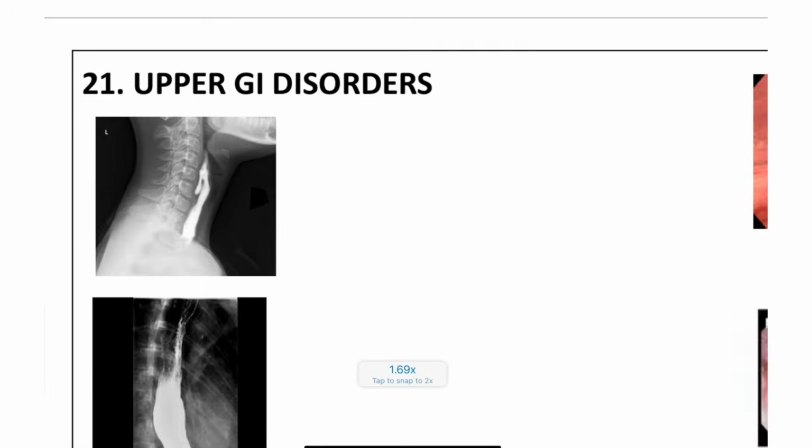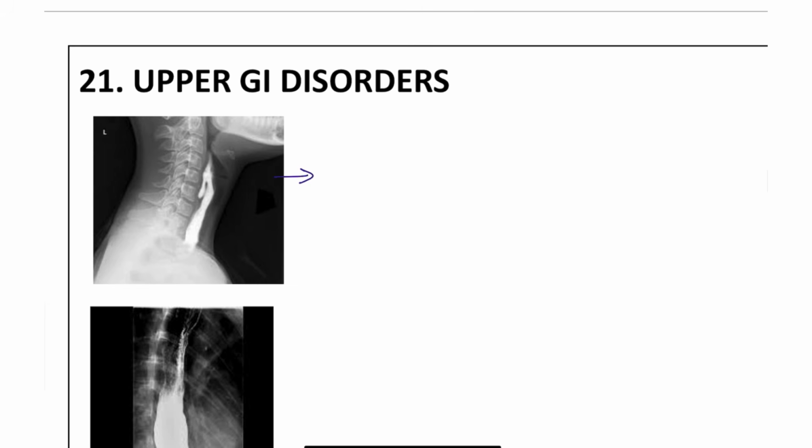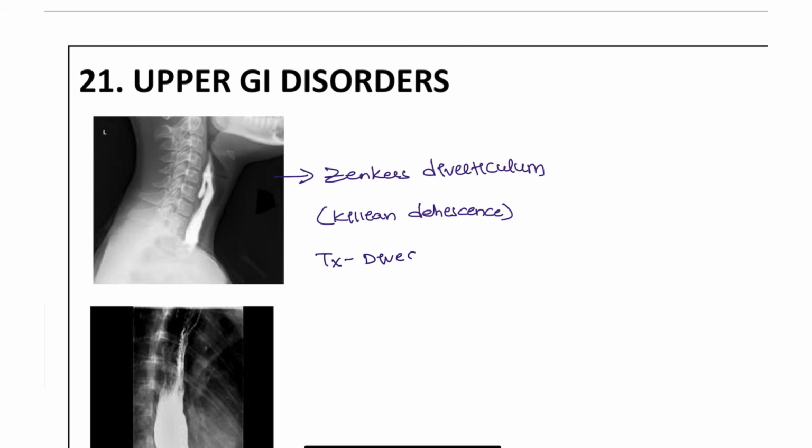Okay. Next, upper GI. You have to understand, this is the Zenker's diverticulum. It is a false diverticulum, right? These patients will be having a defect with swallowing, and the location is at the Killian dehiscence. And how are we going to treat this patient? The treatment is diverticulectomy, or we also know this as the Dohlman procedure.